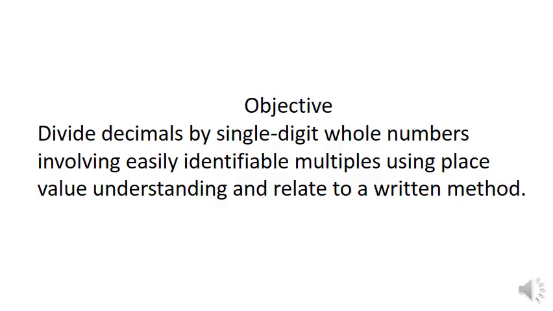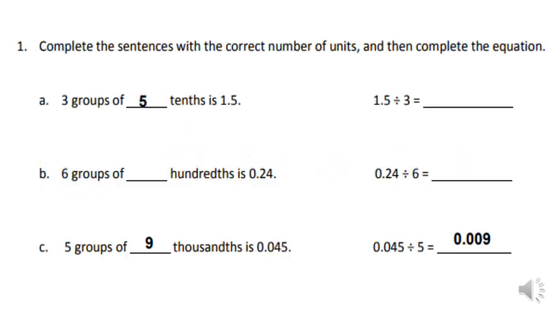The objective for this lesson is to divide decimals by single-digit whole numbers involving easily identifiable multiples using place value understanding and relate to a written method. So we're going to be using our unit form a lot more so that we can mentally understand exactly what we're doing. So let's see what we're going to do.